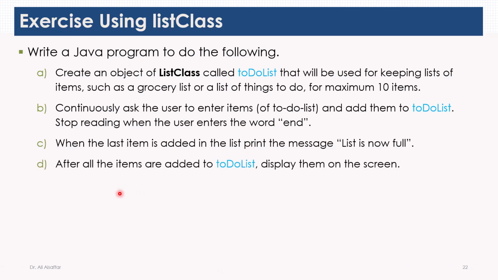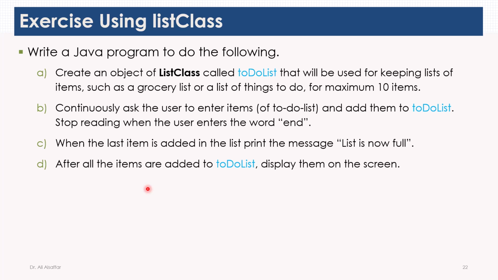In the last part, after all the items are added to the list, we need to display them on the screen. Now we need to think about how to display the elements inside the list, inside the array of the class. Remember that the list, which is the array, is defined inside the list class as a private data member. So there is no way we can access it from outside the object. Therefore, we need to look into the class definition again and see what method can give us the elements inside the array.